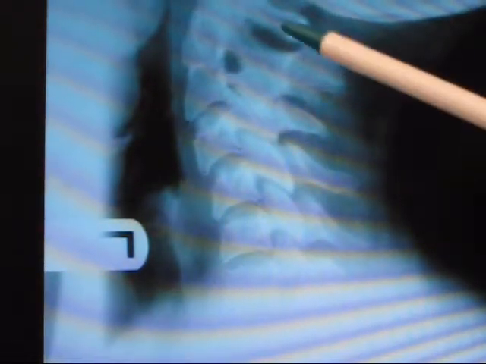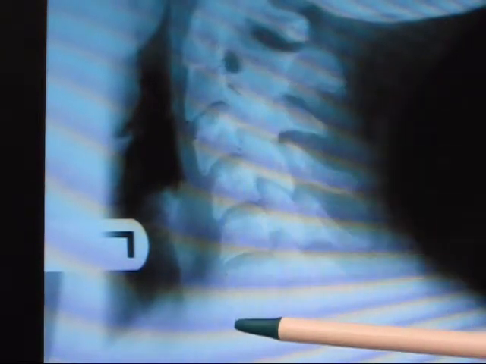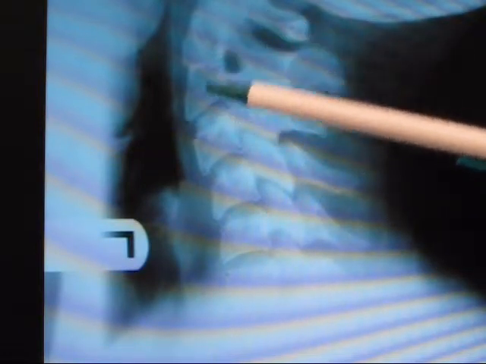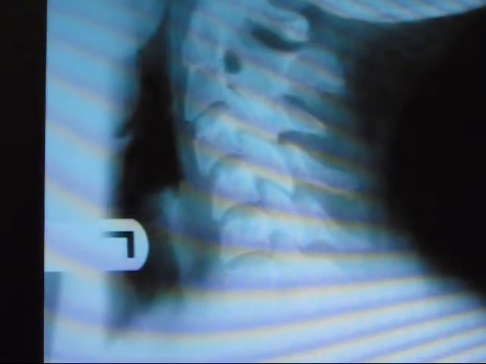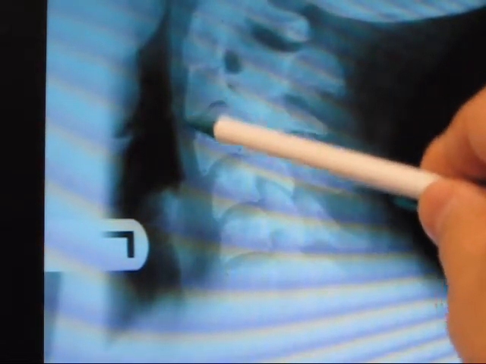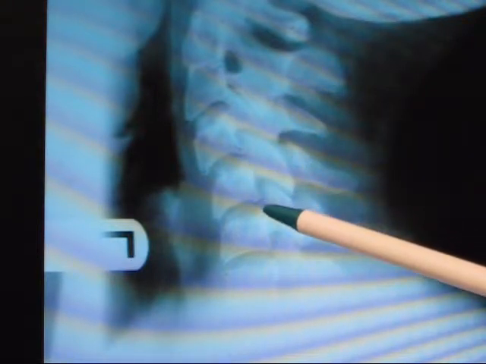So what we see here is this individual, rather than having that nice forward curve, they have kind of an S-shaped curve. So it curves back in the lower part of the cervical spine and forward in the upper part. And that's because of damage to the ligaments. And the ligaments go from bone to bone along here in the front, and then bone to bone along here in the back. And they also have joint capsules.